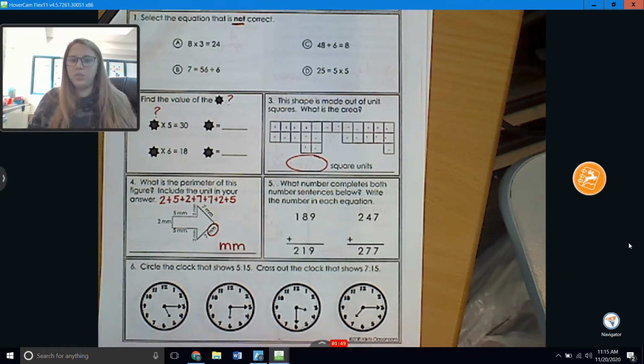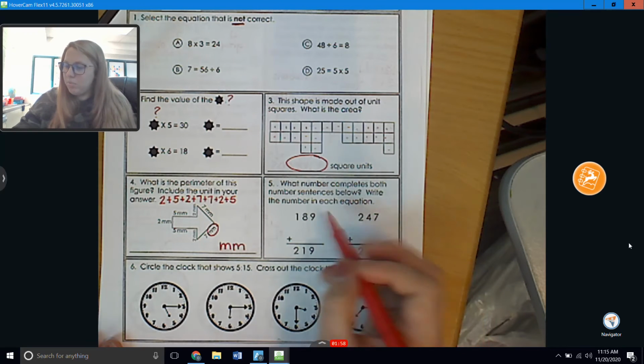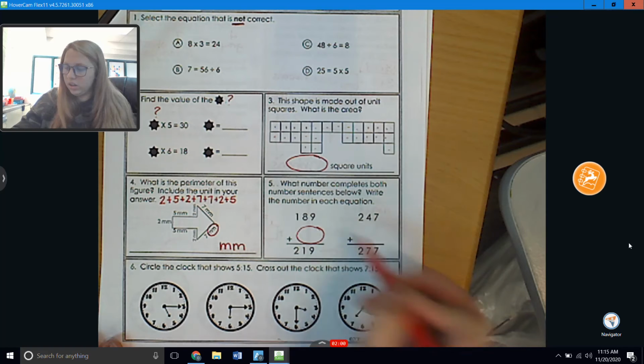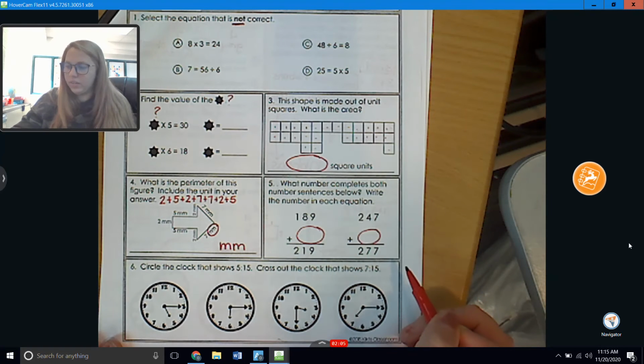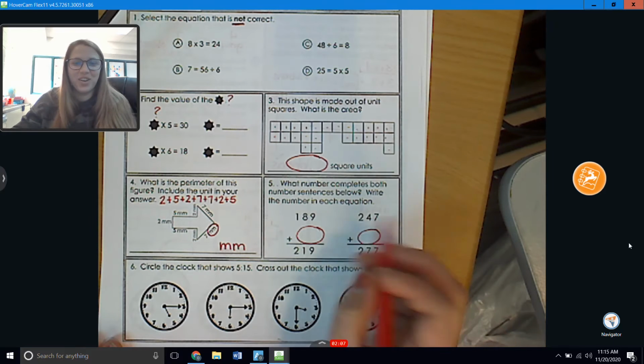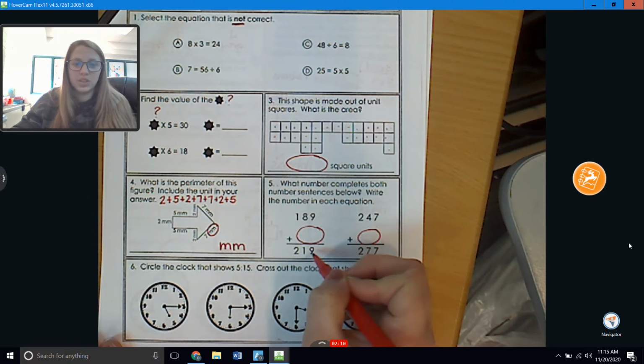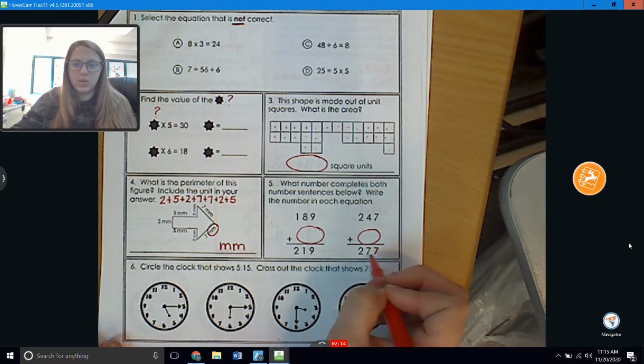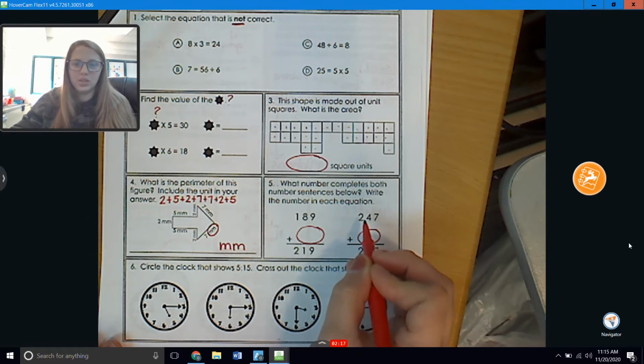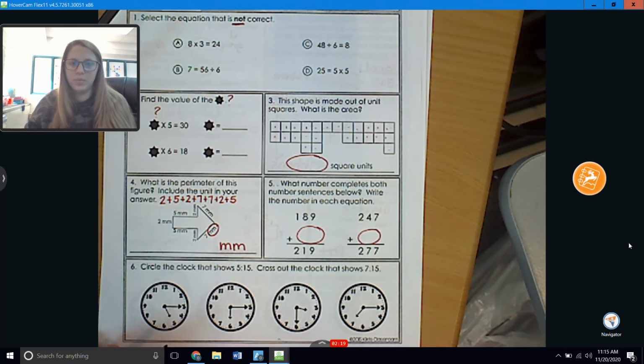Now, you need to figure out what number completes both number sentences below. You will write the number in each equation. So the same number that goes here is also going to go right here. If it works better, you can take 219, subtract 189, or you can take 277, subtract 247 to find your answer. These will have the same answer.